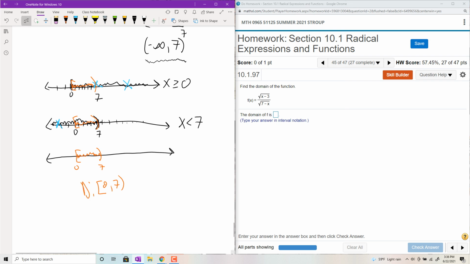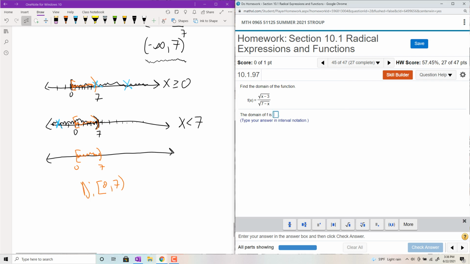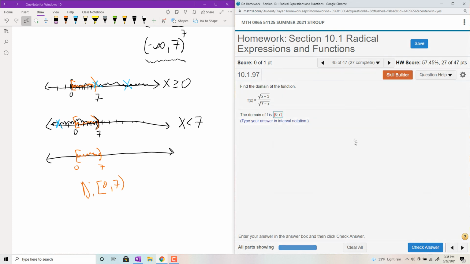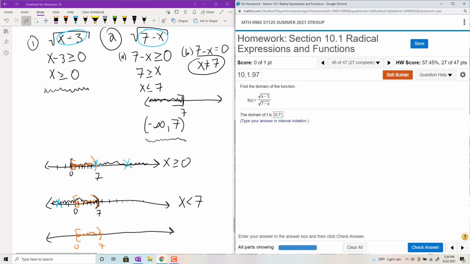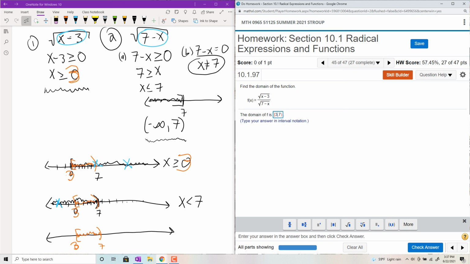Okay, so the domain, let's just make sure. Seems like I fumbled through that. 0 to 7, but oh no, oh no, oh no. Oh, it's 3. Oh gosh, I'm so sorry. So this will be 3, this will be 3, this will be 3. I'm going to have to cheat a little bit. 3 to 7. Sorry about that.